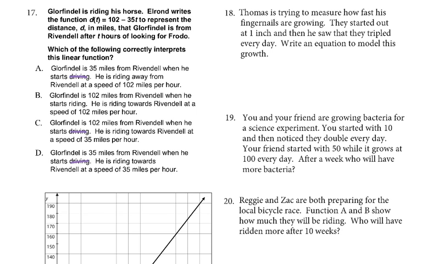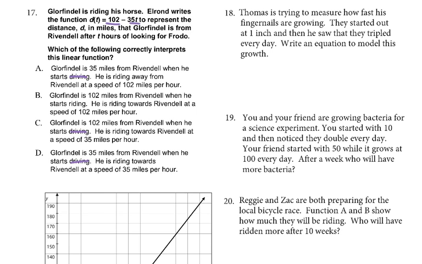All of those should. Okay, so Glorfindel is 102 miles from Rivendell when he starts riding. He was riding towards Rivendell at a speed of 102 miles per hour. Glorfindel is 102 miles from Rivendell when he starts riding. He's riding towards Rivendell at a speed of 35 miles per hour. Or Glorfindel is 35 miles from Rivendell when he starts riding. He is riding towards Rivendell at a speed of 35 miles per hour.